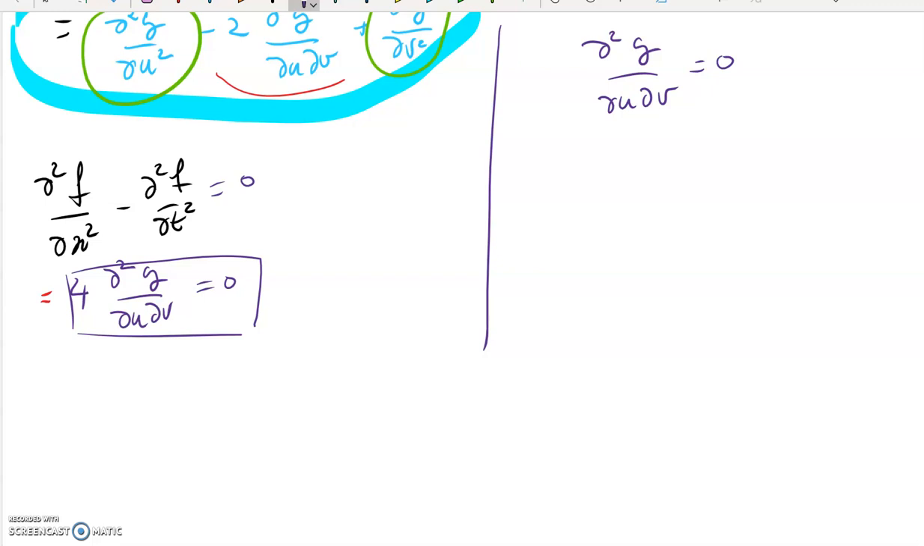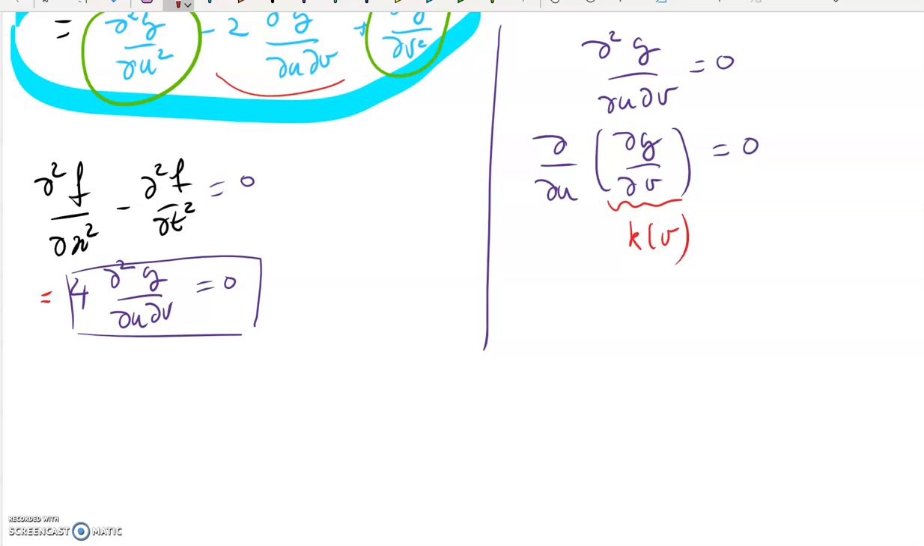Let's solve that. If d2g du dv is equal to 0, it means that if I kept that order, but I could really solve it in any order you want. That means that the derivative according to u of the derivative according to v of my function is equal to 0. So let's integrate that. What does that mean? It means that this function does not depend on u. So this must be a function that, let's give that some name, depends only on v.